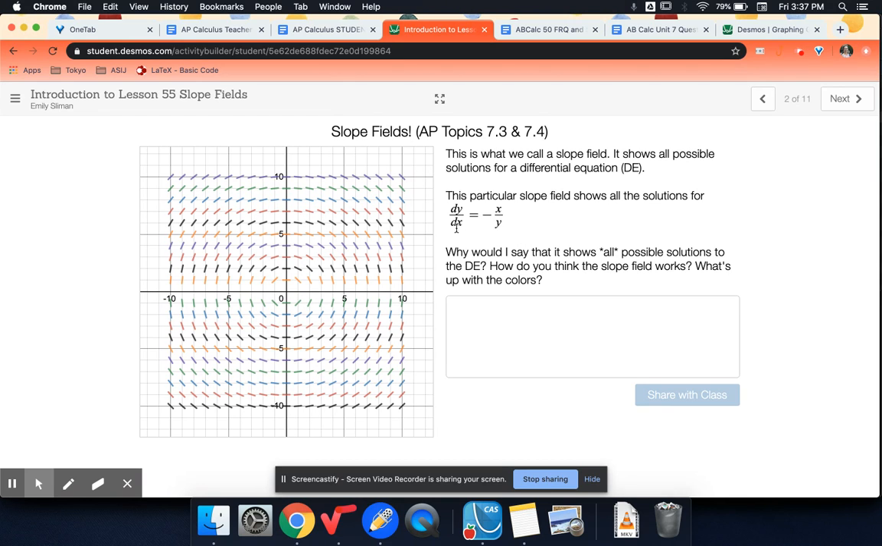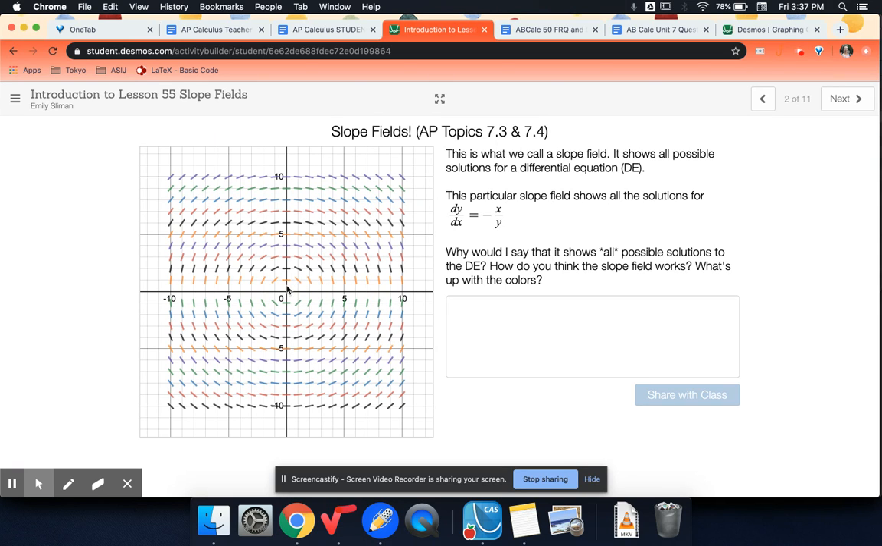Now let's think about how this was made. So this differential equation is negative x divided by y. So that means I could go to any point. Let's say I go to the point (3, 1). And if I plugged that in, I would end up with negative 3 over 1, which tells me the slope at that particular point would be negative 3, which is pretty steep. And so I can see that I have a steep slope here.